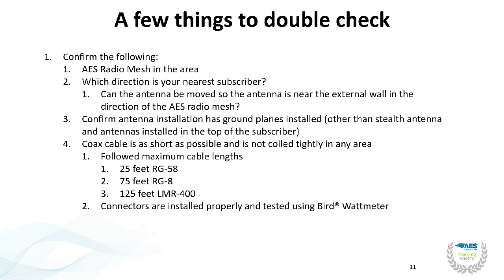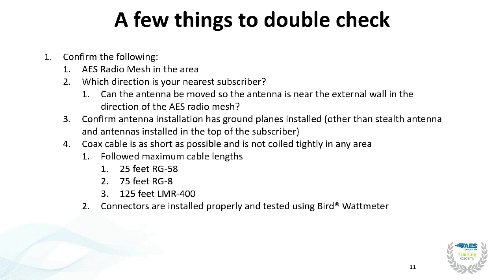Keep the coax cable as short as possible and not tightly coiled. Tightly coiled coax will also reduce your signal strength. Please also make sure you're following the maximum cable lengths. 25 feet for RG58, 75 feet for RG8, 125 feet for LMR 400. Also, let's test the connectors and the cable using a Bird watt meter.